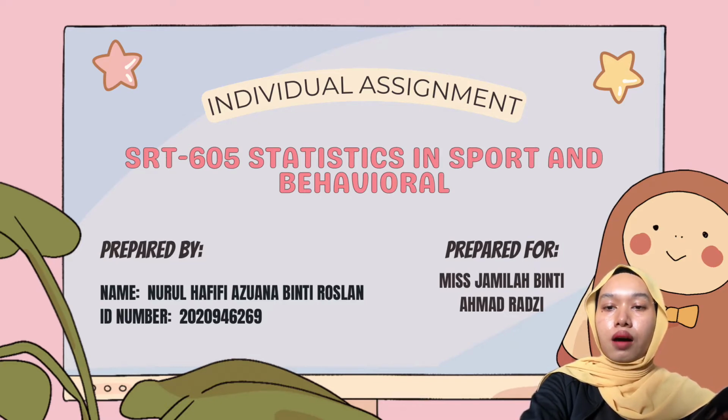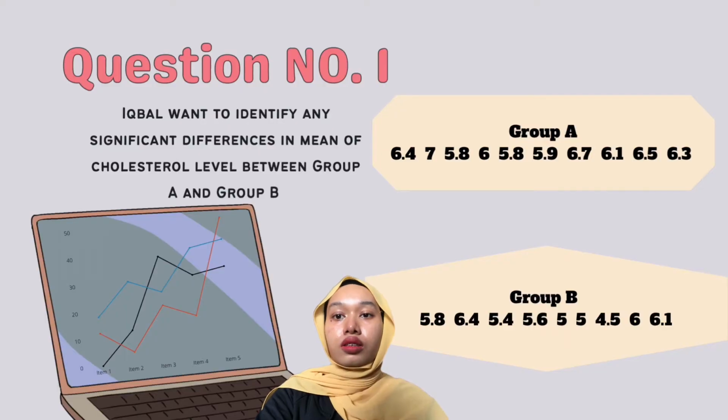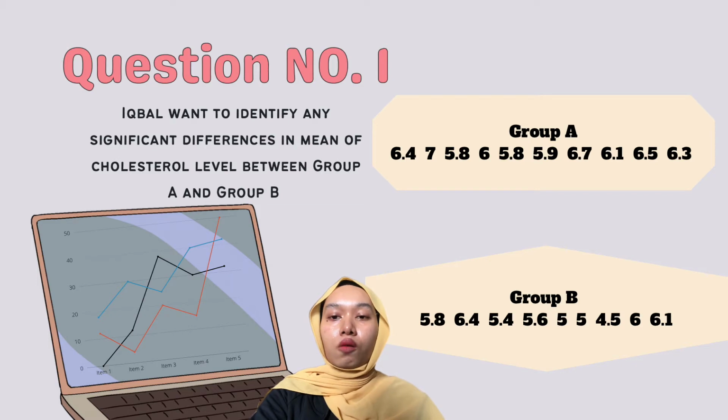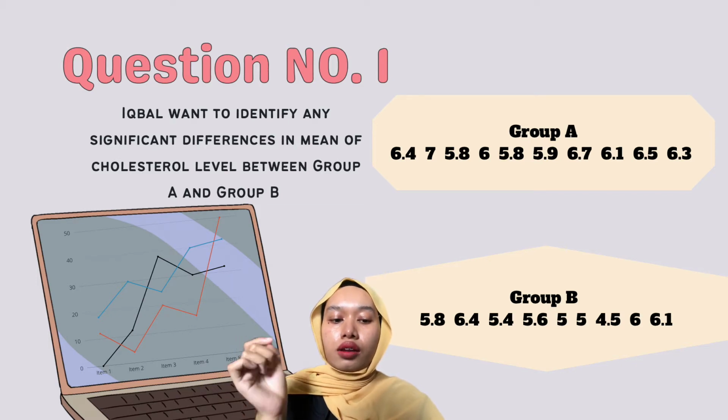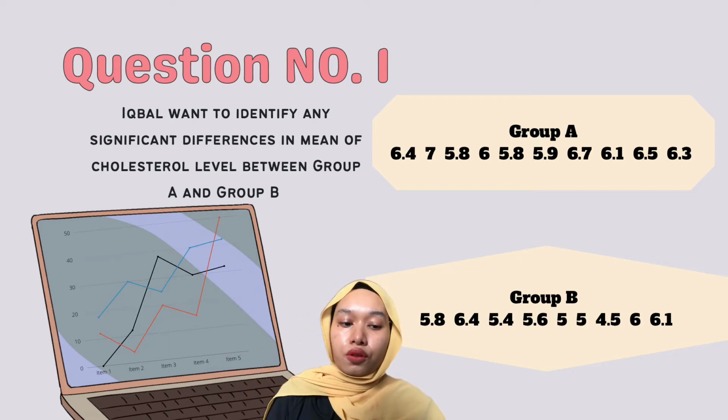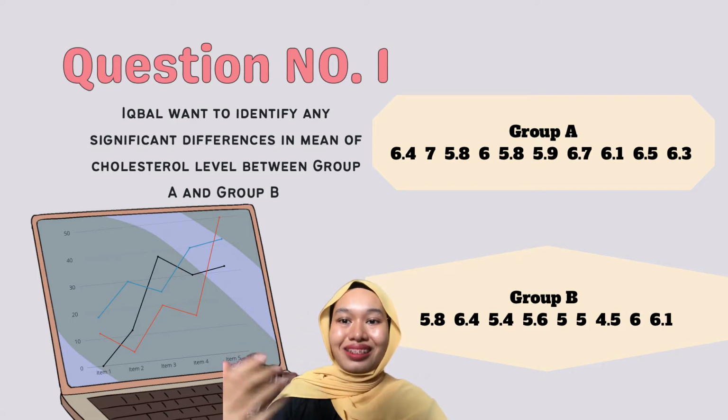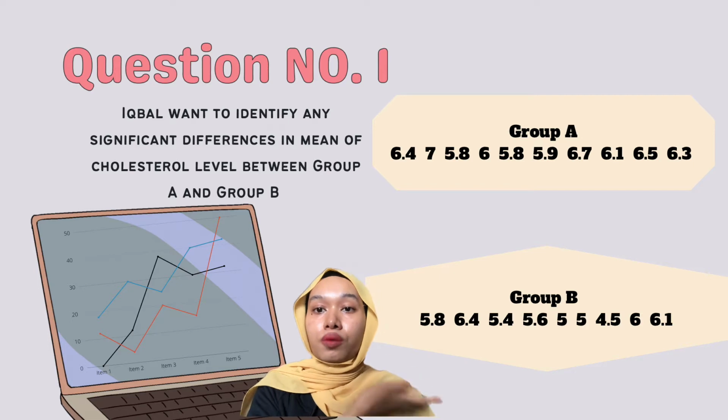First, we take a look at question 1. Question 1: Ikuman wants to identify any significant difference in the mean of cholesterol level between Group A and Group B. This is the data for Group A and Group B.